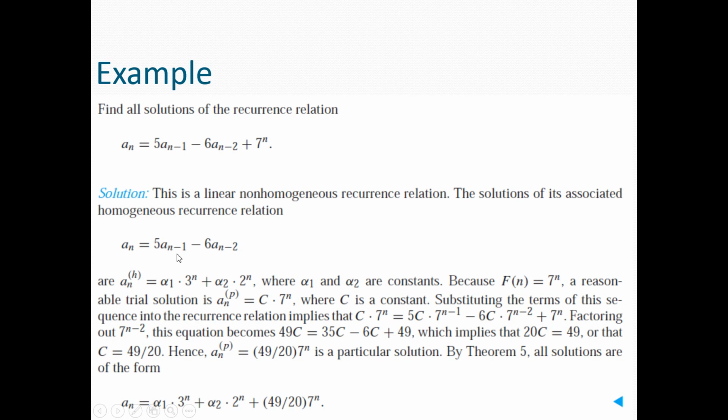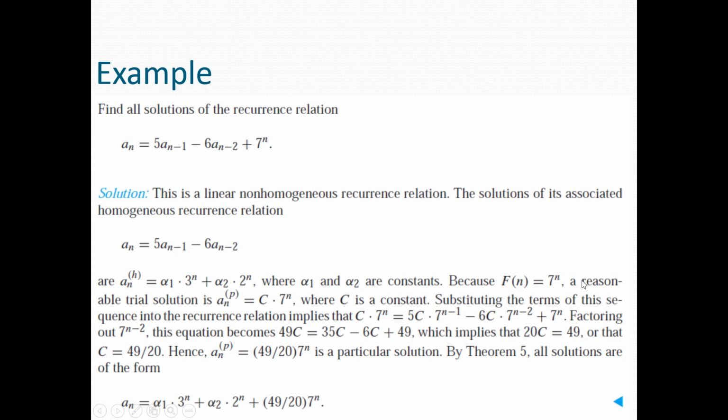So now, I hope you have learned how to find the solution. You will find the characteristic equation, and then by solving it find the roots of the characteristic equation, and the solution of the homogeneous recurrence relation depends upon the roots, and the roots are 3 and 2. You can verify it yourself. So the associated homogeneous solution is alpha 1 3 to the power n plus alpha 2 2 to the power n, where alpha 1 and alpha 2 are constants, and F(n) is 7 to the power n.